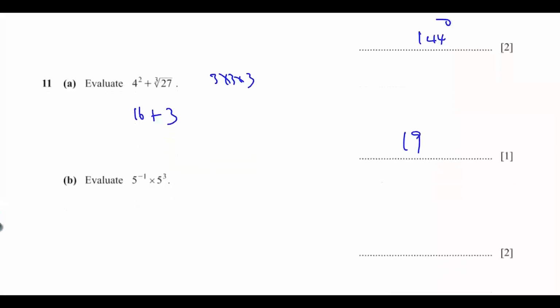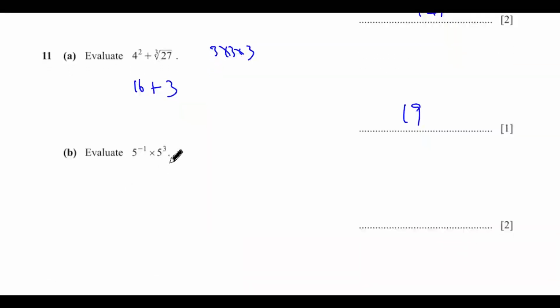Part B, evaluate 5 to the power of negative 1 times 5 to the power of 3. This is multiplication of indices. You pick one of the bases and you add the powers. So that will be 5 to the power of negative 1 add 3. That will be positive 2. So the final answer here is 25.